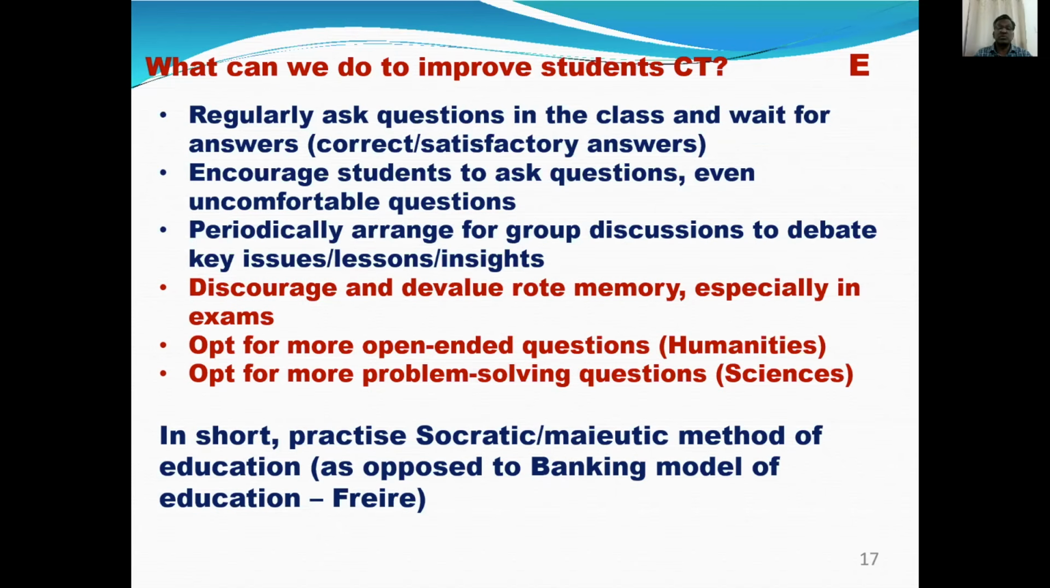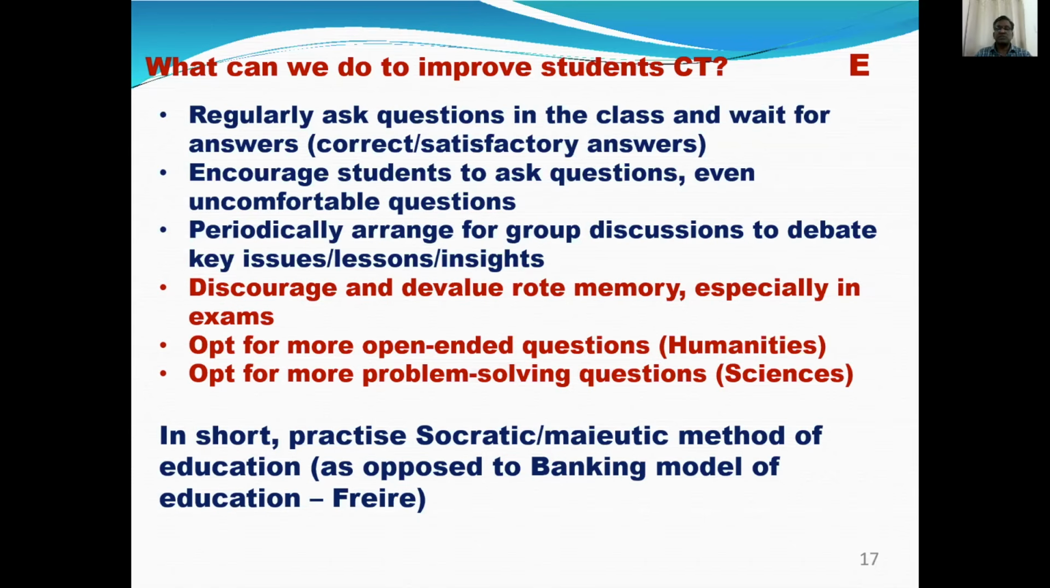We do not question, we do not interrogate, we do not deconstruct the guru's opinions or perspectives or philosophy. So in the classroom also, this practice continues. Most of our students do not ask any questions. So we need to encourage, motivate, inspire students to ask questions.